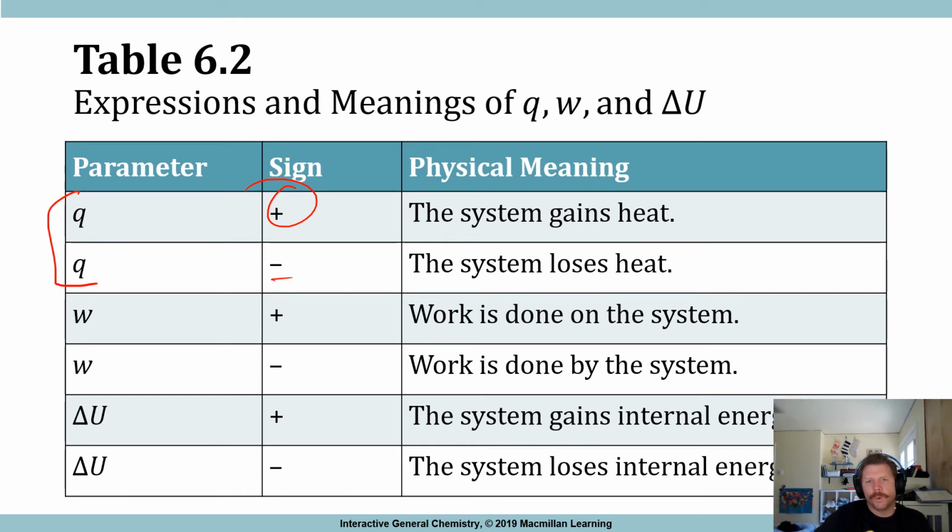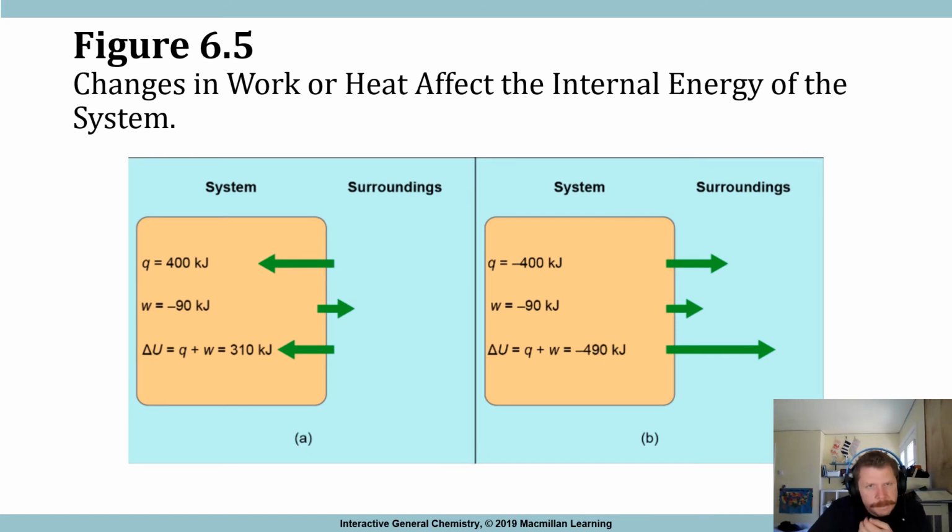W, work: is work done on the system or is work done by the system? On it is positive. By it is negative. The system gains internal energy or loses internal energy. If it gains, it's positive for delta U. If it loses, it's negative for delta U. So, in effect, changes in work or heat affect the internal energy of the system.